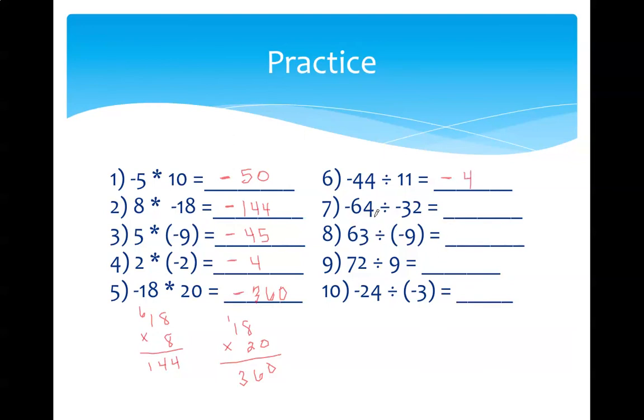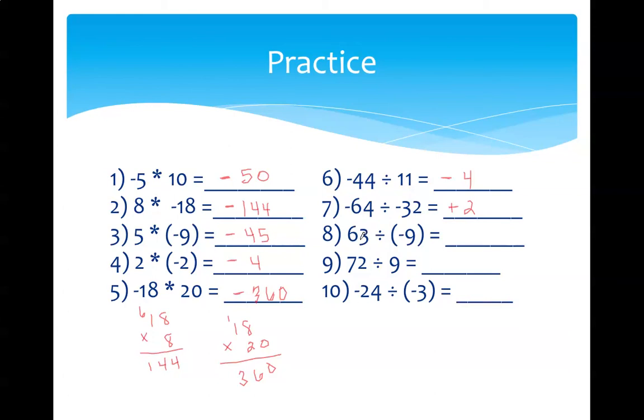All right, number 7, I have a negative divided by a negative. That will give me a positive. The signs are the same, so my answer is going to be positive. 64 divided by 32 is 2. So my answer is positive 2. You don't have to put the positive sign there, if there's no sign it's understood to be positive. I just like putting it just to remind myself.